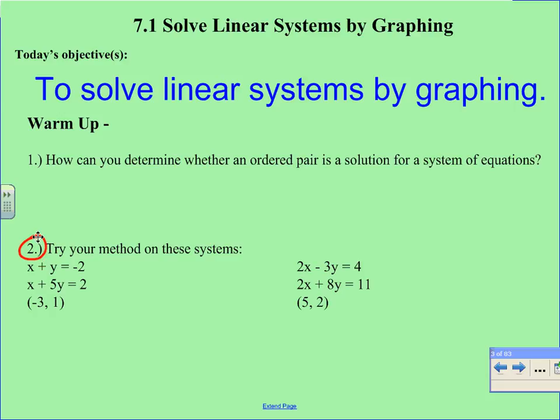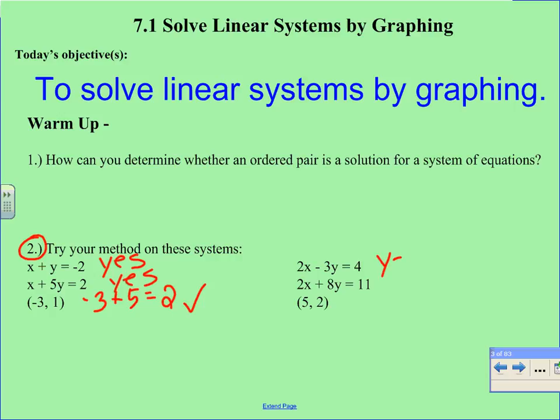So Dirk, can you tell us, was negative 3, 1 a solution of the first equation? Yeah. Good. Amy, was negative 3, 1 a solution of the second equation? Should be yes. Negative 3 plus 5 times 1 equals 2. Negative 3 plus 5 is 2. You know what I mean? Okay.